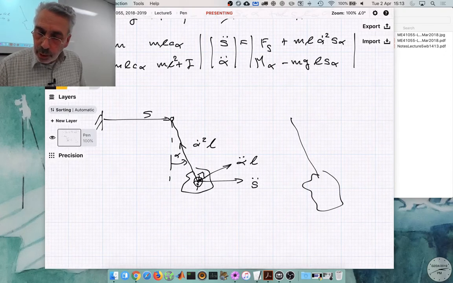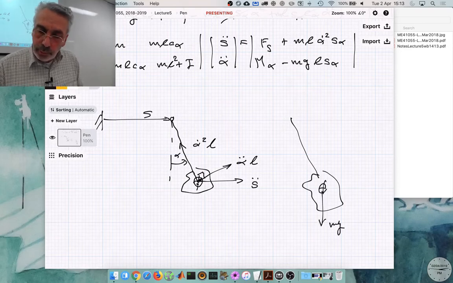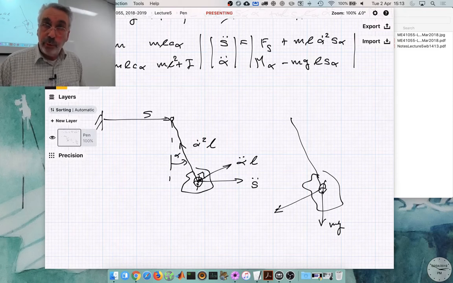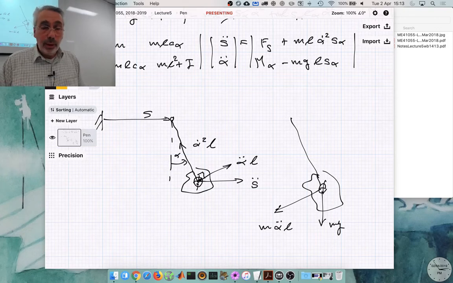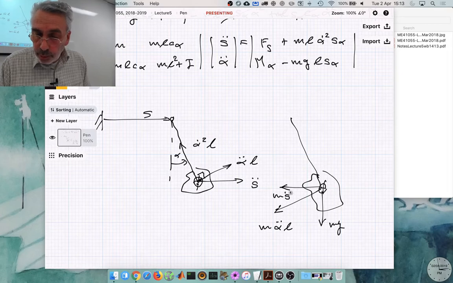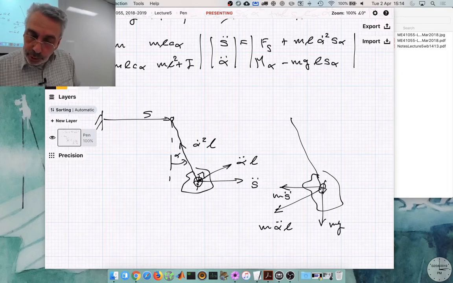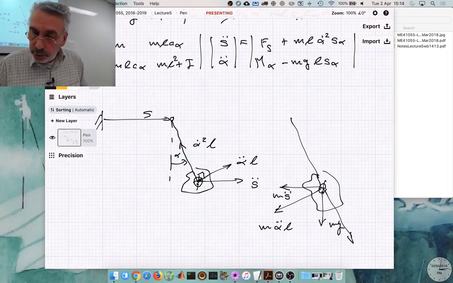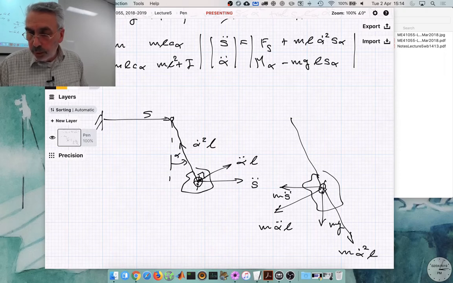So we have this mass, and then we have here mg working on the thing. Then we have apparently, in the spirit of D'Alembert, a force here, which is m alpha double dot L, right? And then in the spirit of, again, we have a M S double dot, and a force here in this direction, which is M alpha dot squared L. Okay.